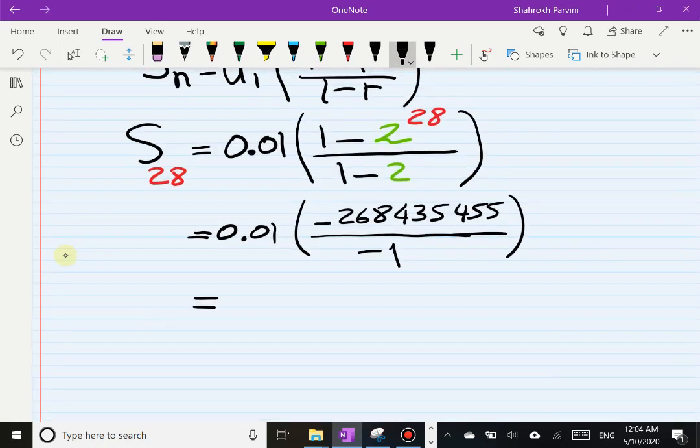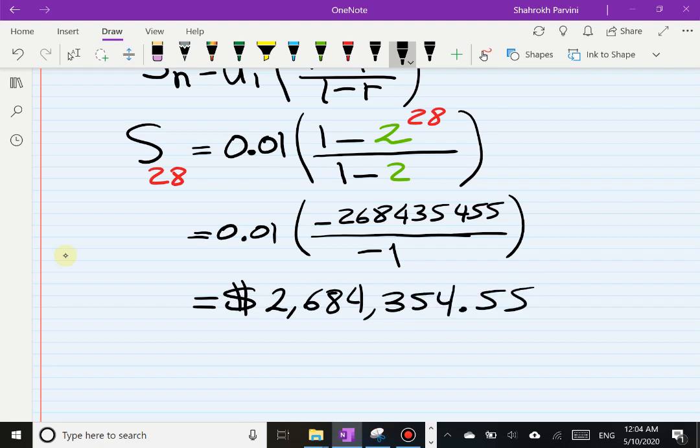And it multiplies by 0.01 in front of it. And that number is after the month is over. You have made $2,684,354.55. And if you are interested, you can actually write this series.